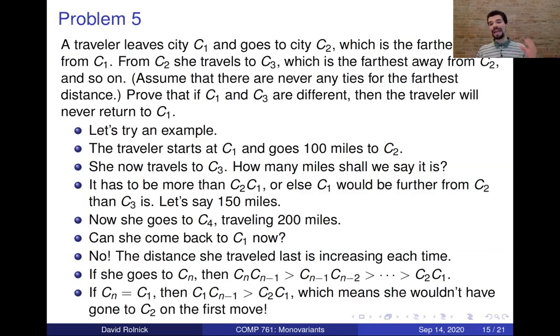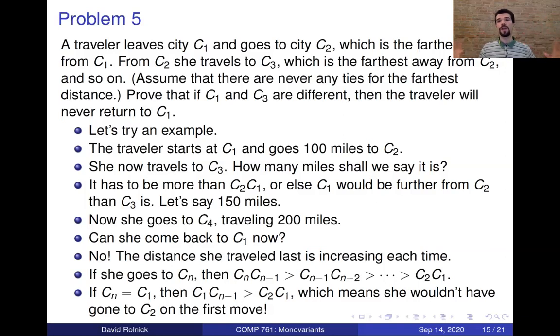The last leg that she traveled is a monovariant here. I don't want to dwell on this too much, because this is not a typical monovariance problem. We're not trying to prove that the process terminates exactly. It's just useful to realize that there are things which are increasing each time. Now, in a typical monovariance problem, we would be using this distance increasing to show that something terminates. Here we're trying to prove something different, which is that we can never get back to C1.